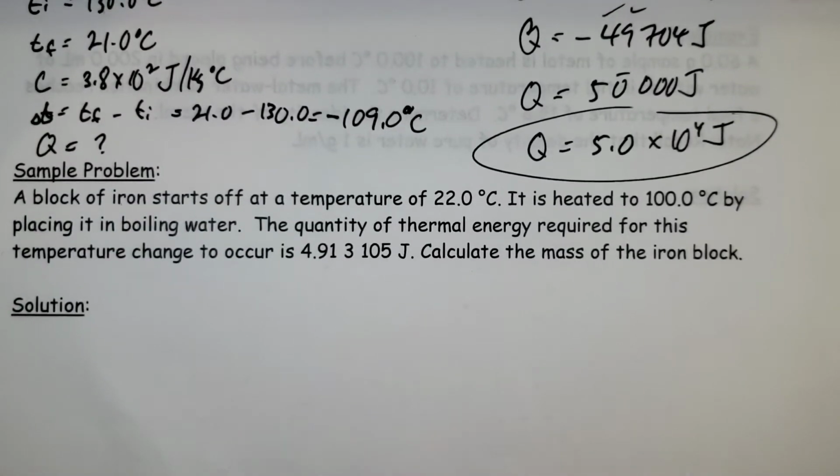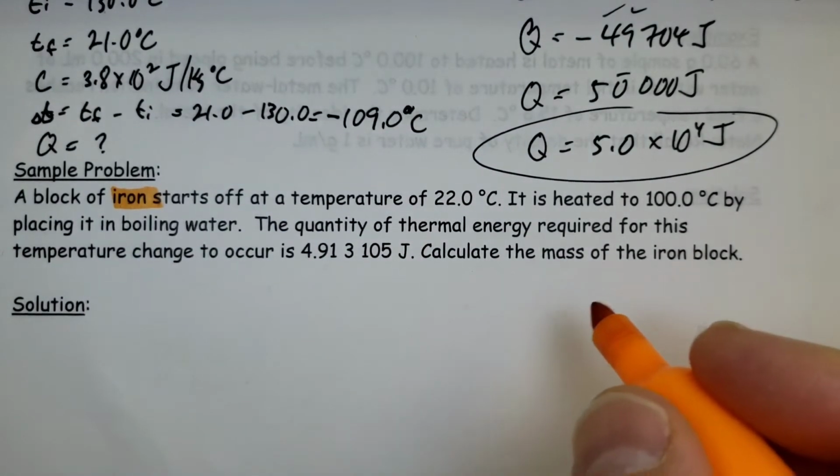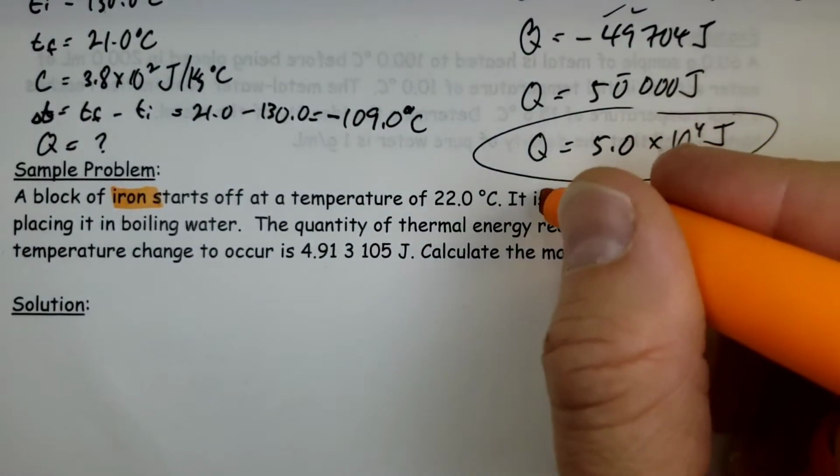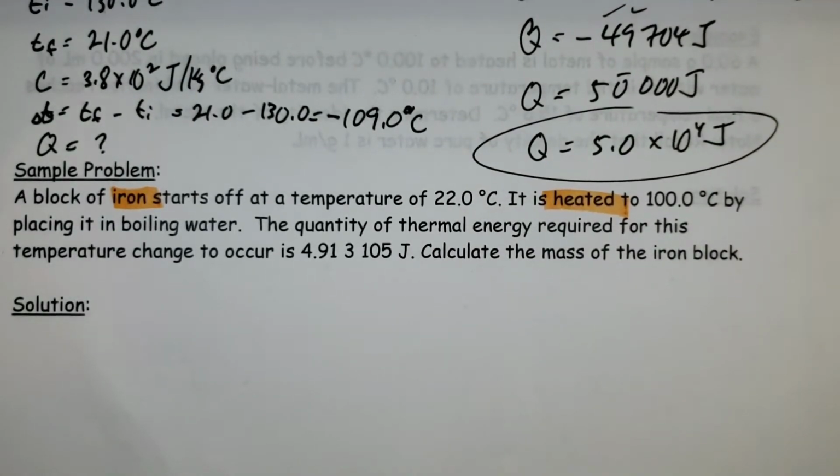So we'll look at this last example here, then we'll add another example in. A block of iron starts off at a temperature of 20 degrees C, and it's heated up, so it's absorbing heat. Oh, I forgot to do one little thing in this other one.